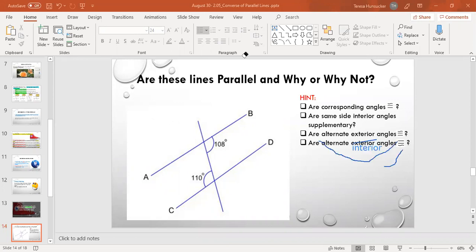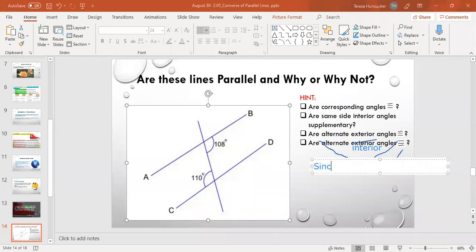All right. So our alternate interior angles in this figure are inside where the burger is, the bun's on the outside, top and bottom. The transversal is the toothpick. So these are your alternate interior angles, and they should be congruent. Are they? One's 110 and one is 108, so no, they're not congruent.